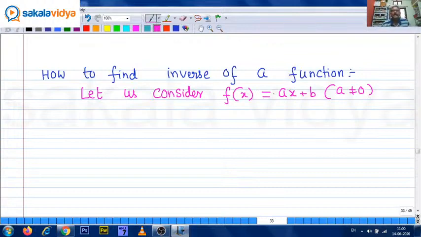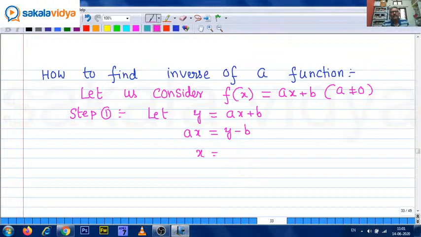So now let us consider f of x is equal to ax plus b, a does not equal to 0. How to find out the inverse? Step 1, the first step. But all these steps need not be mentioned; you need to keep them in your mind. First, let us say y equals ax plus b. Then we need to find out the value of x in terms of y. Just like solving the linear equation, ax equals y minus b, x equals y minus b upon a.